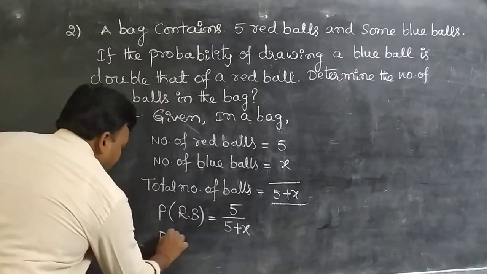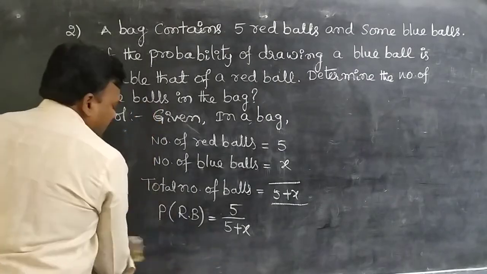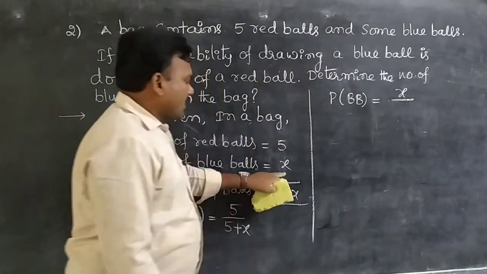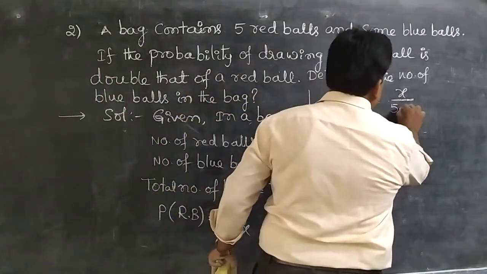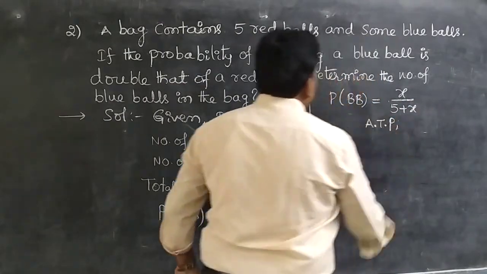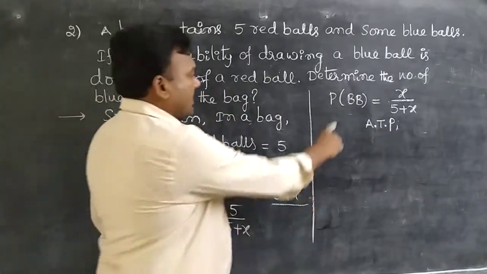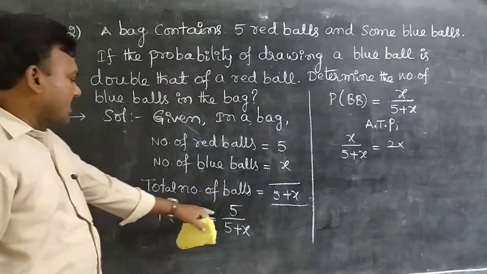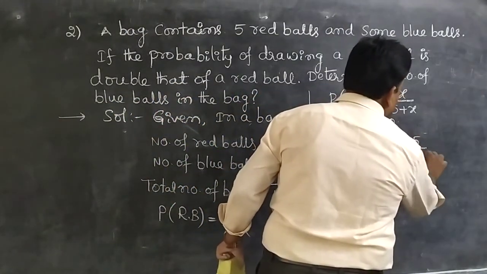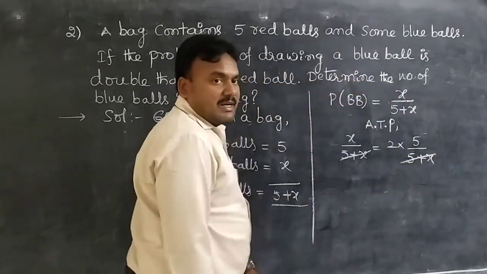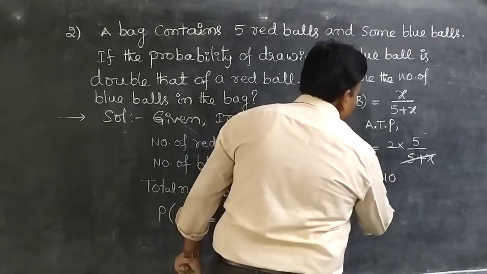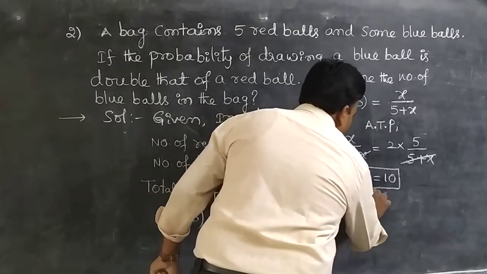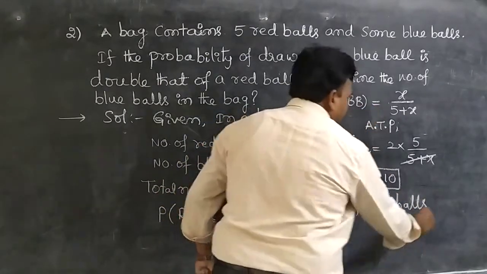Next one. Probability of blue balls equals favorable outcomes x, total number of outcomes 5 plus x, so x by 5 plus x. According to the problem, probability of blue ball equals double that of a red ball. So x by 5 plus x equals 2 into 5 by 5 plus x, since double means multiplied by 2. On both sides, 5 plus x cancels, students. Then x equals 2 times 5, which is 10. So the number of blue balls equals 10, students.